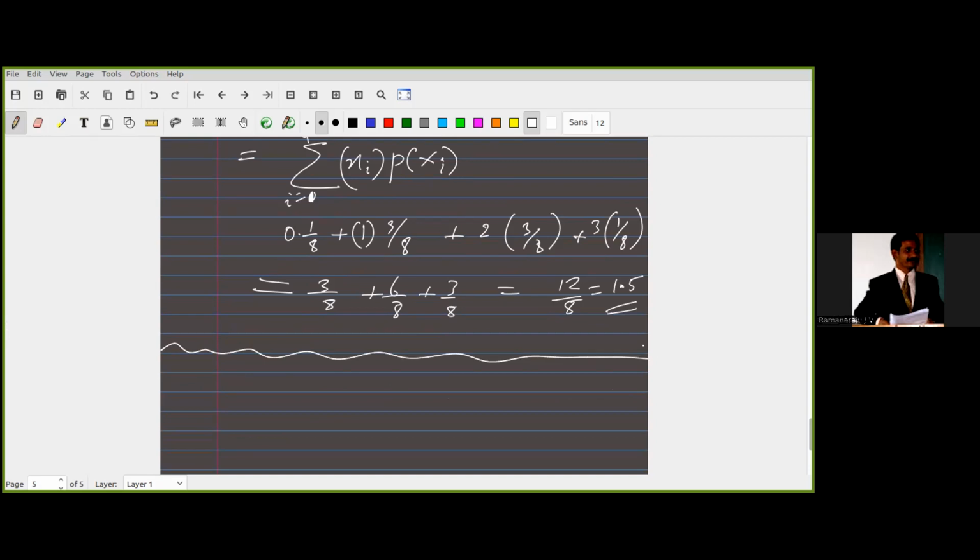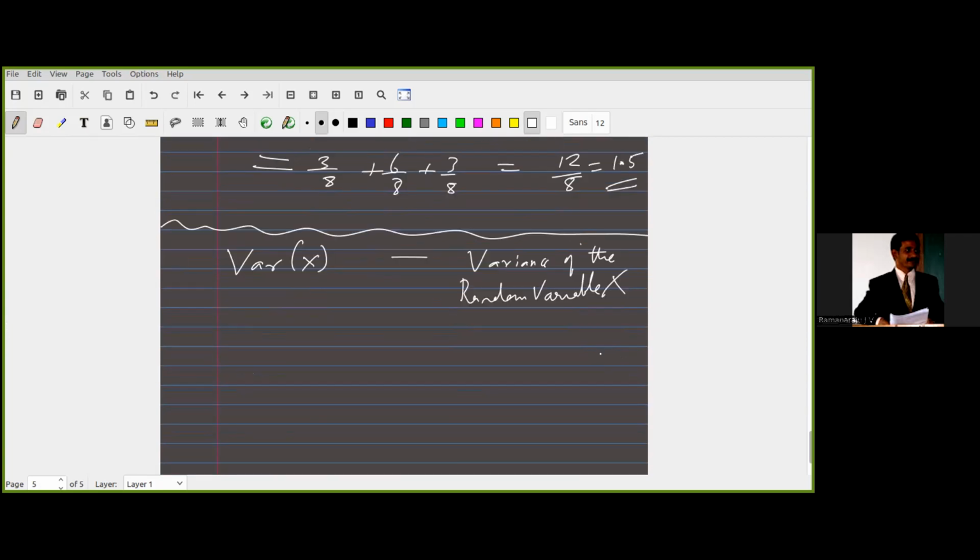So similarly, you do another calculation. What is Var of X? Var of X is nothing but the variance of the random variable X. So variance is identified as Var of X is equal to E of X square minus E of X the whole square.